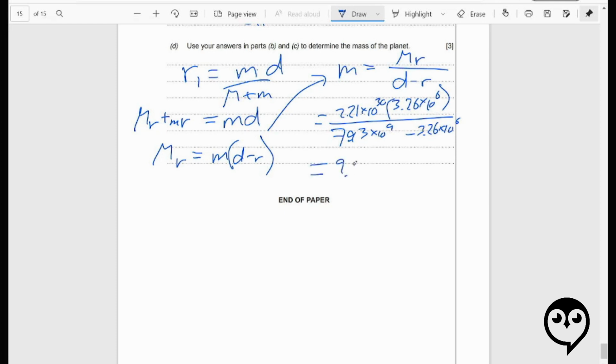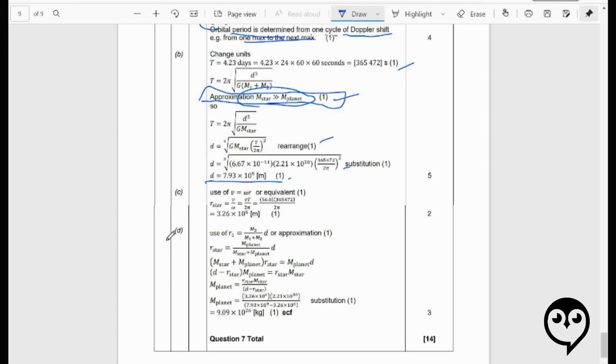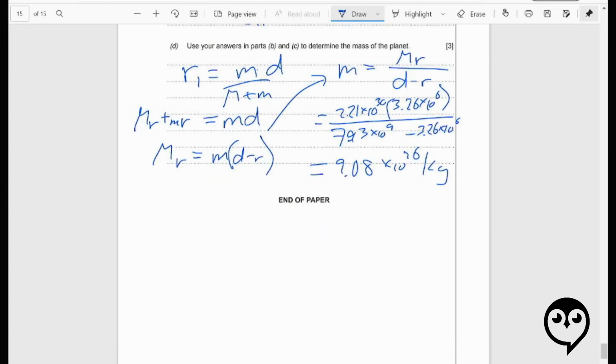I get 9.08 times 10 to the 26 kilograms. How are we looking here? That's what we've got. Well, okay, they've got 9.09. Close enough. Good. Right? So it's the same thing. And you'll see they've done the algebra, they've done the rearrange. I think you would agree, plugging in the numbers and rearranging every step of the way.